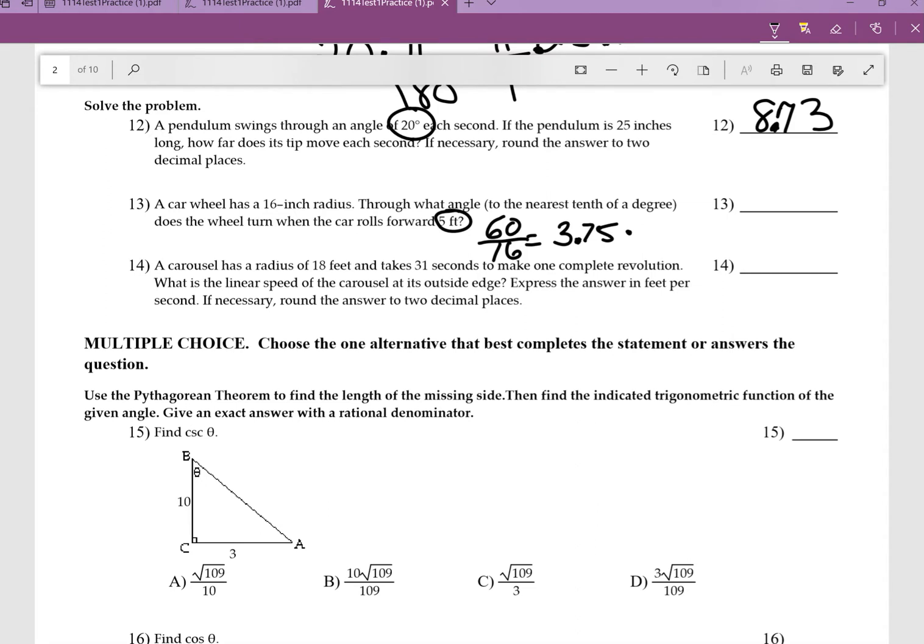So let me see, I have a little bit of a calculator issue here. We should get 214 and change. Bear with me.